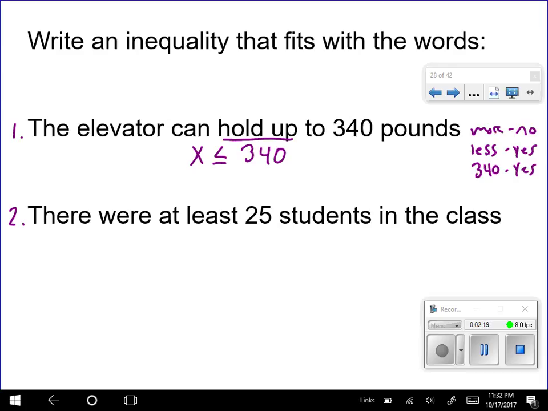I have to be able to understand our words and how they relate to our inequality symbols: less than, greater than, less than or equal to, greater than or equal to.